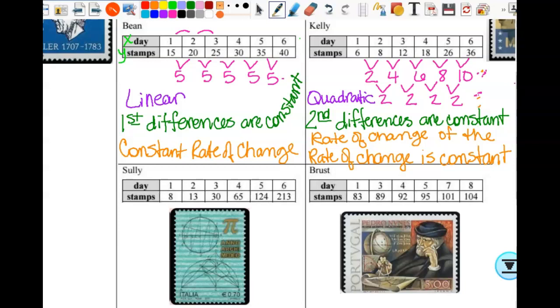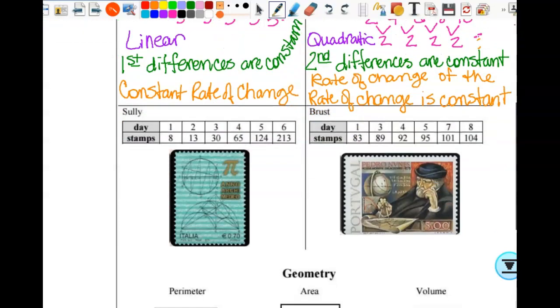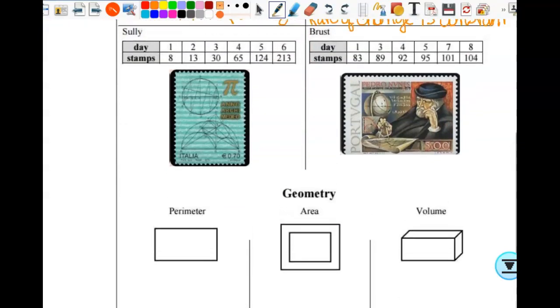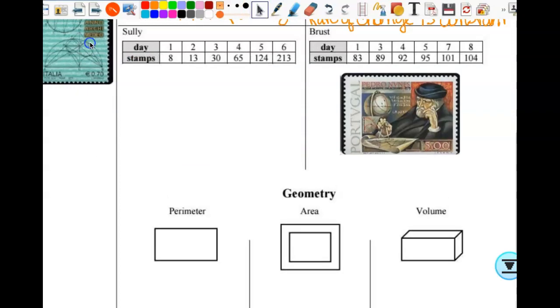Okay. So let's go look at Mr. Sully. He's got a cool math stamp too. Move him out the way.